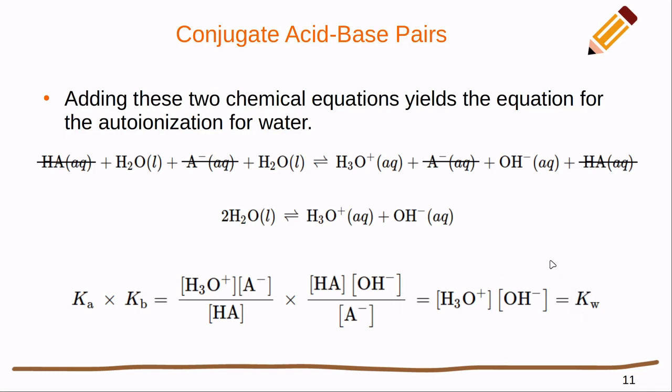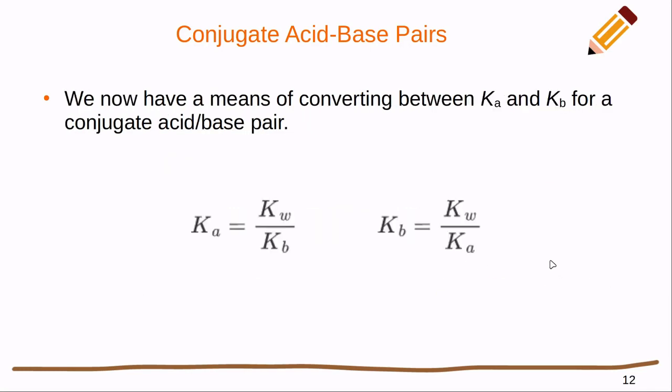What this means is that I can rearrange this and now have a means of converting between Ka and Kb. So Ka of a system is going to be Kw divided by the Kb of its conjugate base, and the Kb of a system is going to be Kw divided by the Ka of its conjugate acid.